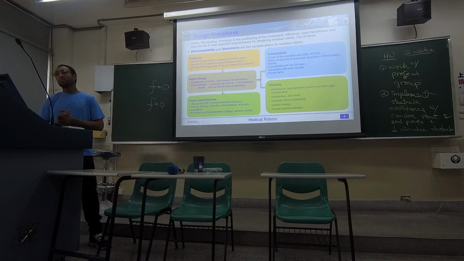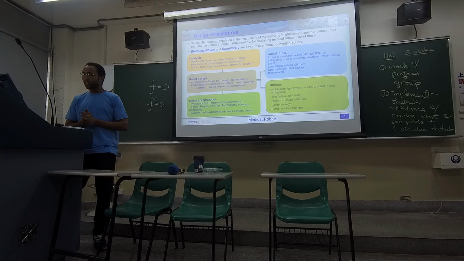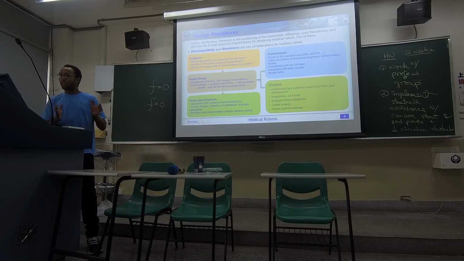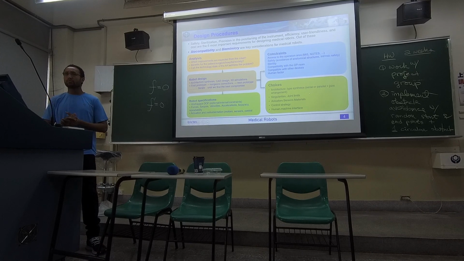Safety, sterilization, precision in the positioning of the instrument, efficiency, user-friendliness, and cost are the 6 most important requirements. Out of this, biocompatibility and biomimicry are key considerations for medical robots. And as with other robots, it has these procedures. First, we have to make the analysis, and then we have to go for the design. In the design stage, we have to consider the constraints and choices.